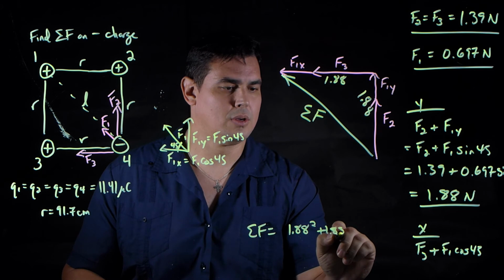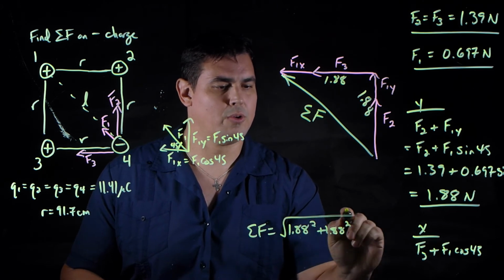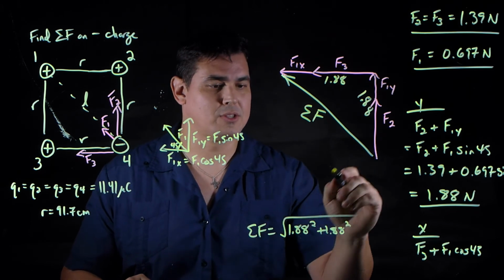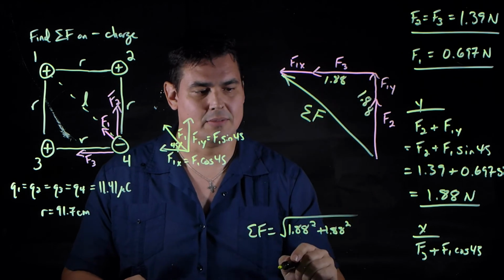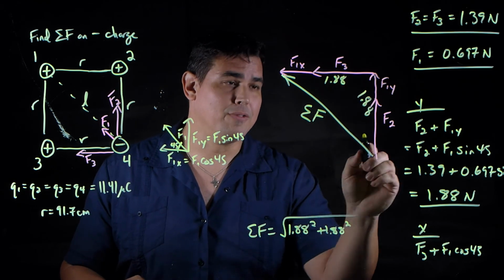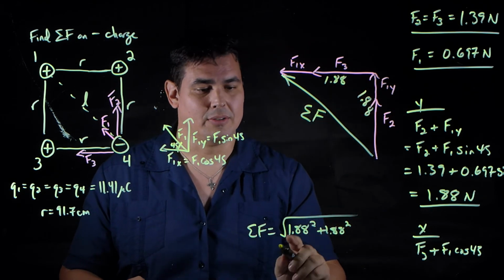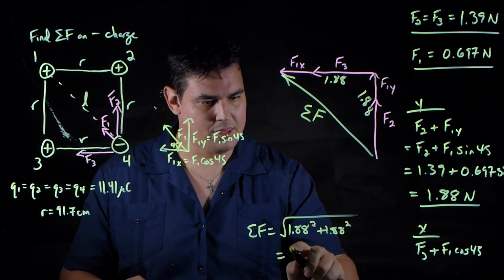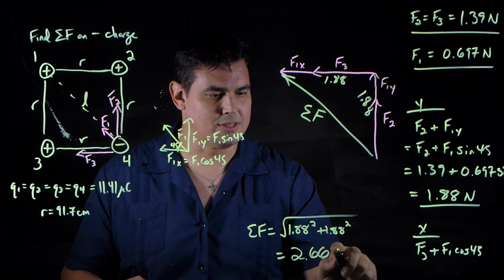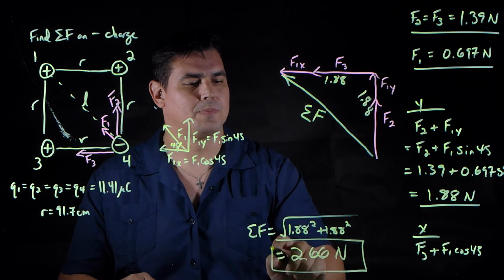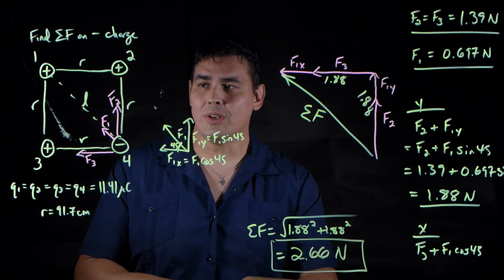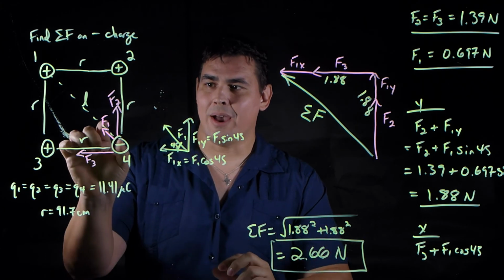The net force is going to be equal to the square root of the sum of the two sides squared. Sorry, the square root of this side squared plus that side squared. And when you do that, you end up with 2.66 newtons.